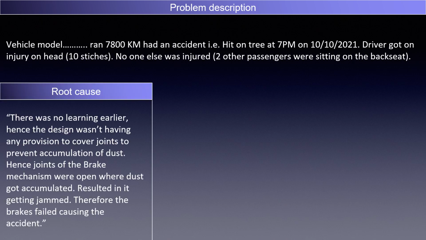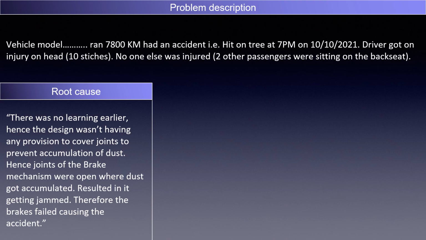The root cause we found was there was no learning earlier, hence the design wasn't having any provision to cover joints to prevent accumulation of dust. Hence joints of the brake mechanism were open where dust got accumulated. This resulted in it getting jammed. Therefore the brakes failed, causing the accident. If you haven't seen the root cause analysis video, I am giving the link in the I button above. It is one of the most important steps.